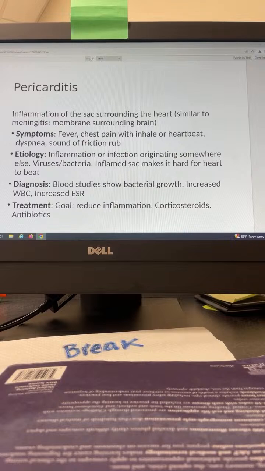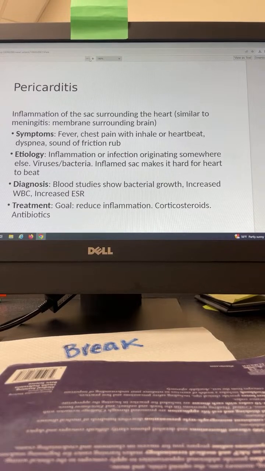All right, pericarditis. Whenever we see the suffix itis, what does that mean? A disease, but what specifically? Inflammation. Tonsillitis is inflammation of the tonsils. Bronchitis, inflammation of the bronchi, which is in the lungs. So pericarditis is inflammation of the sac surrounding the heart. Remember in neuro, we talked about meningitis, which was inflammation of the membrane surrounding the brain. This is the same idea. It's the inflammation of the membrane surrounding the heart, okay?